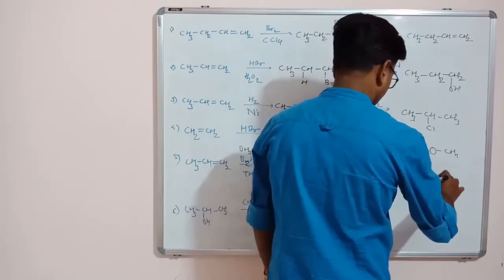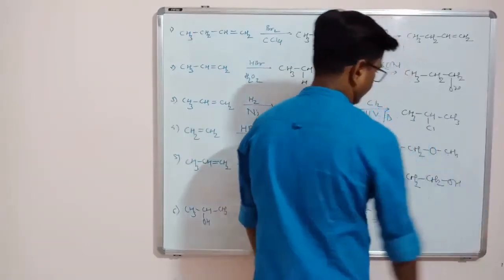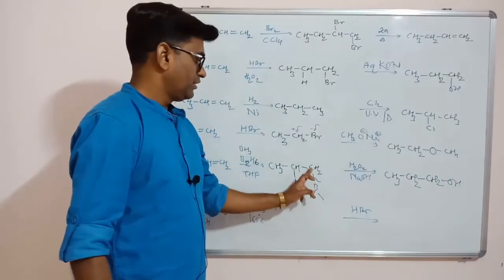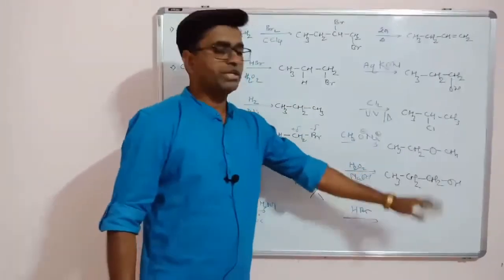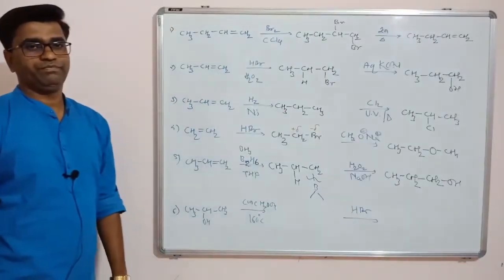CH2 CH2OH. So instead of this CH2B I am writing CH2OH. So 1-propanol as a product.